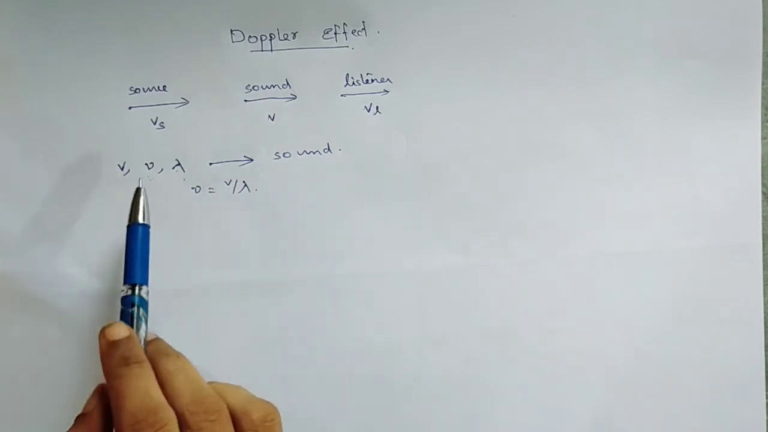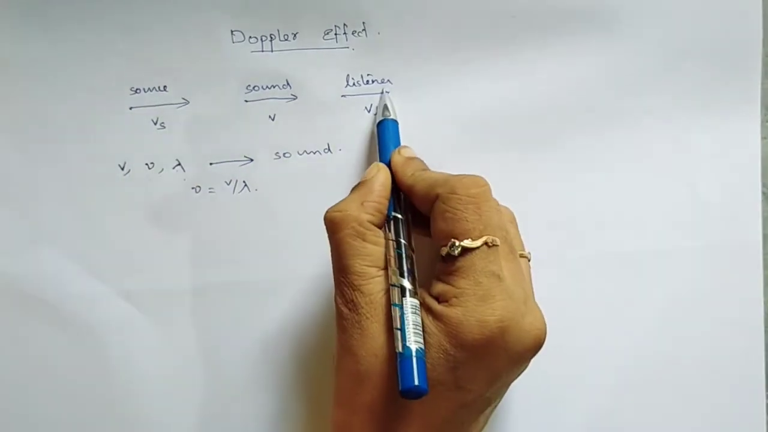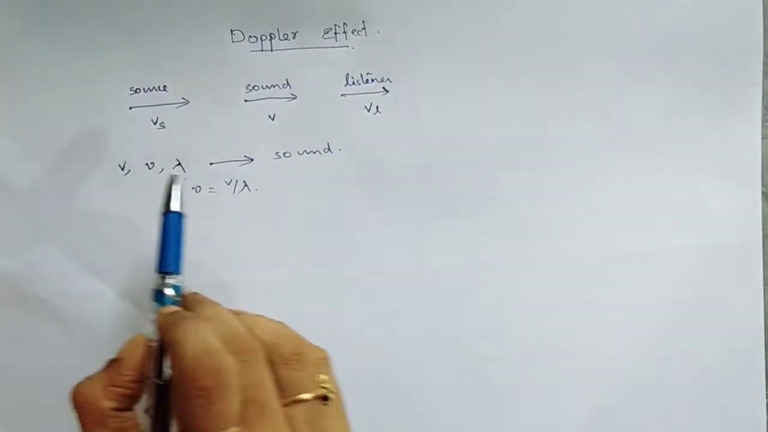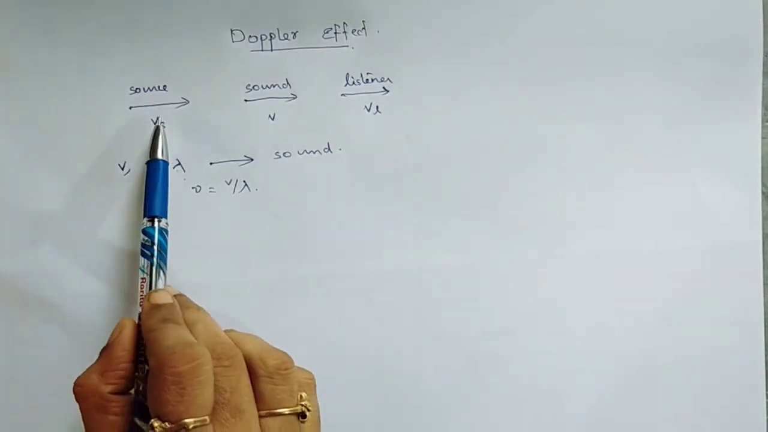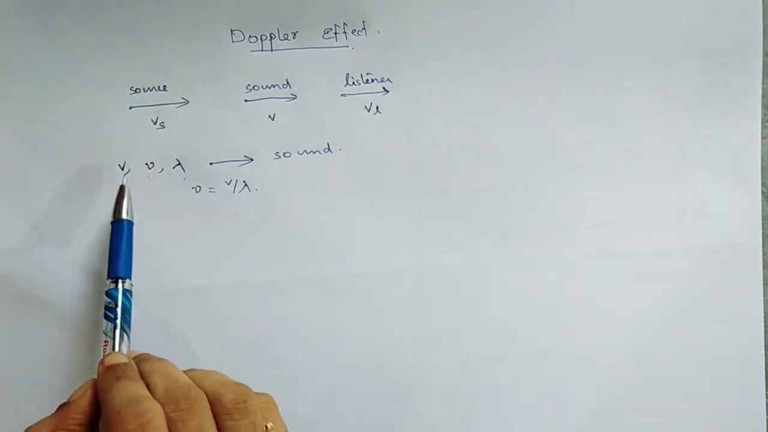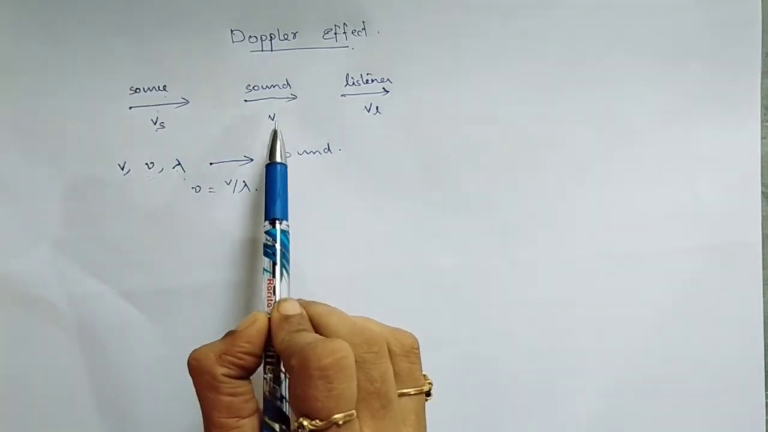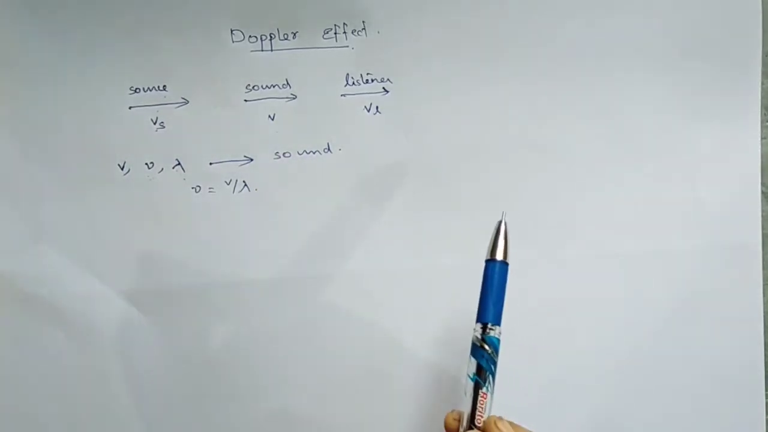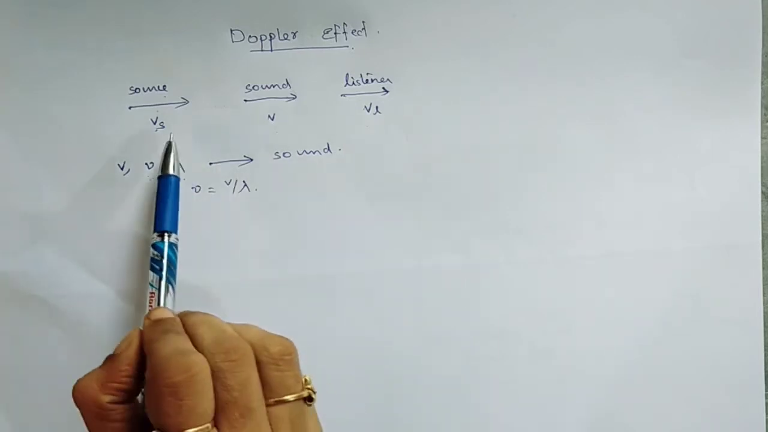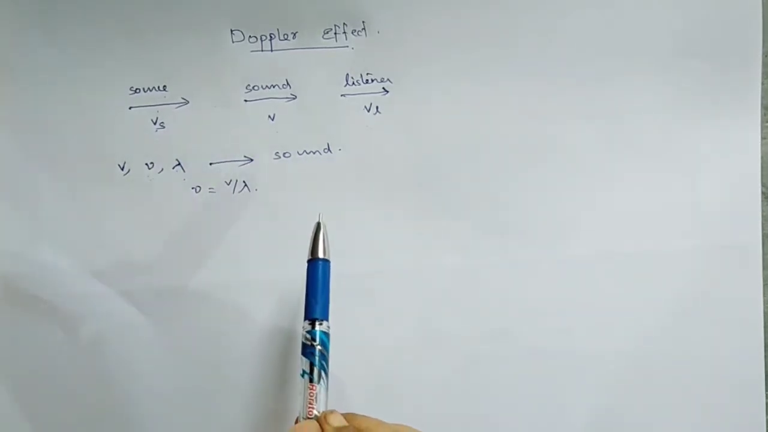Now let the source be moving towards the listener. ഈ ഒരു ആരോ മാർക്ക് ഒന്ന് ശ്രദ്ധിക്കുക. എല്ലാം ഒരേ ഡയറക്ഷനിലാണ് മൂവ് ചെയ്യുന്നത്. Let the source be moving towards the listener with velocity vs. Source velocity vs, sound v, listener vl.